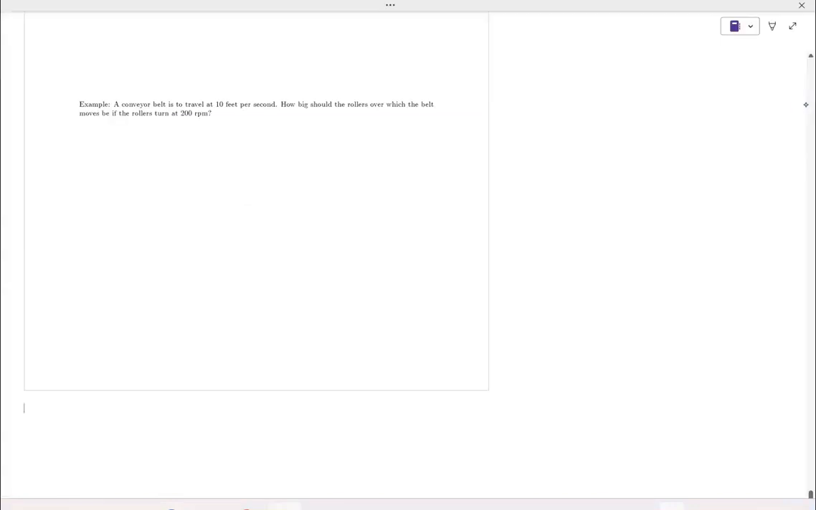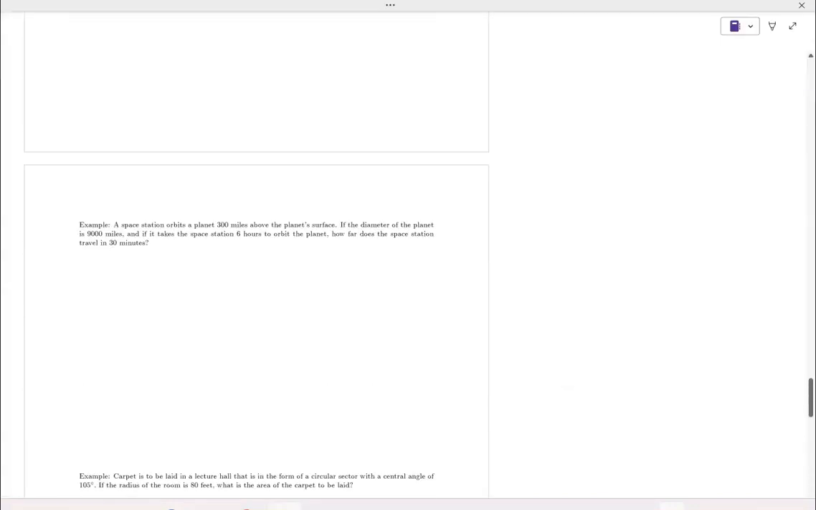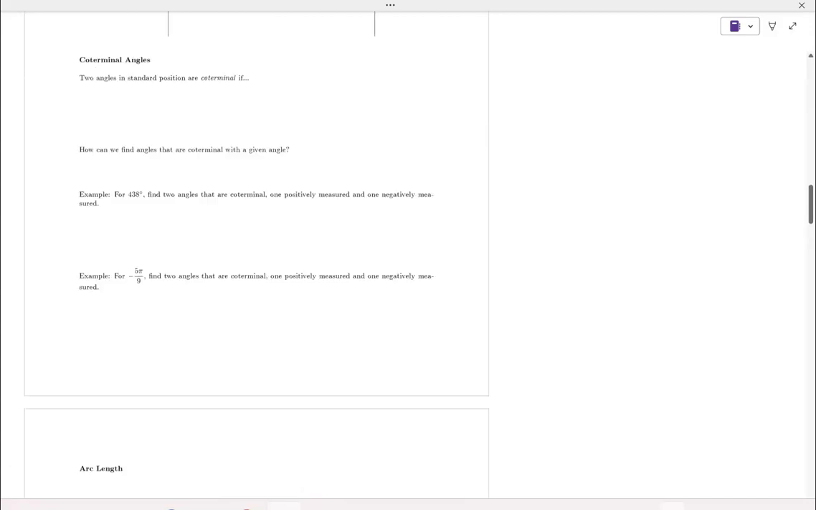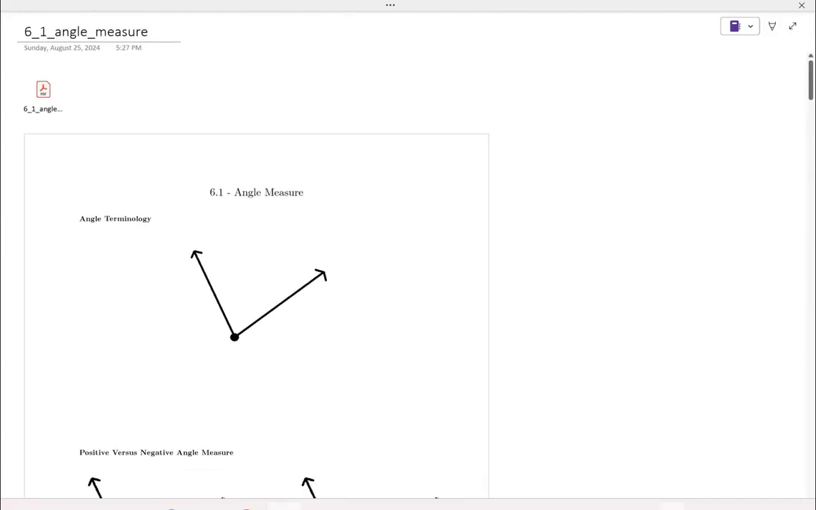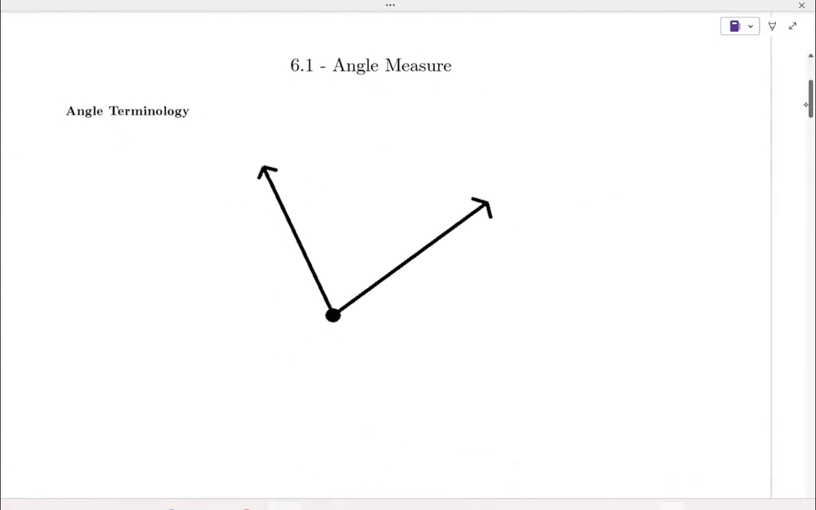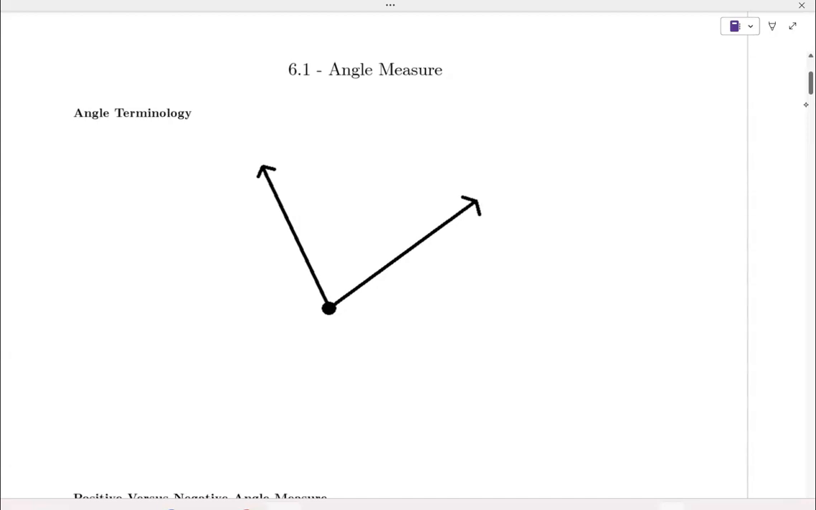Let's get started on angle measure. That's what the first section here is. All right, so the first thing we want to talk about a little bit is terminology for angles.